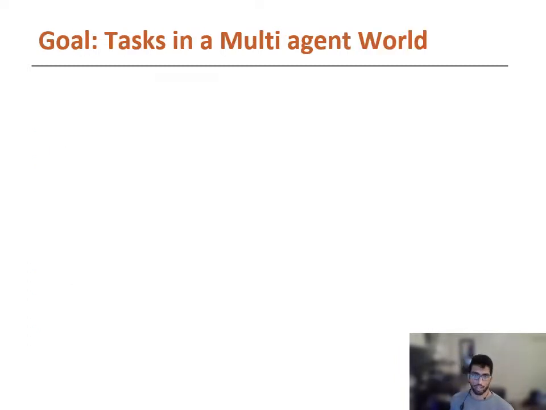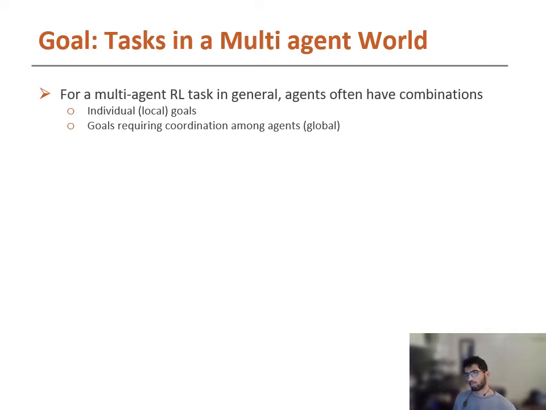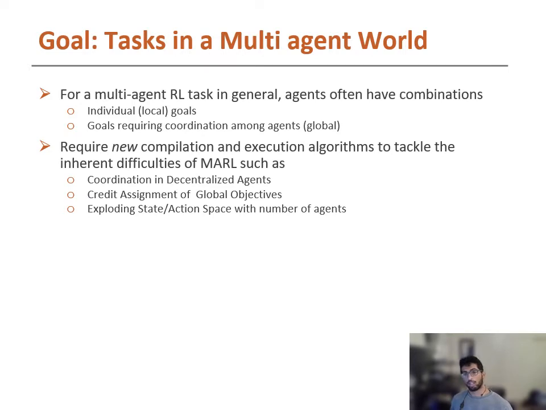Now coming to multi-agent tasks in general. Here we have a clear distinction between the types of goals. They can be local, which are individual to each agent, as well as global, which need coordination among all agents. And these new problems require additional compilation and execution strategies because we still have problems with all multi-agent systems, like coordinating decentralized agents, as well as finding out which agents contribute to the global objective, as well as the exploding state and action space when the number of agents is increased.